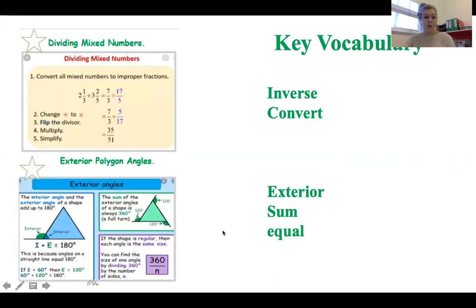The next two topics: dividing mixed numbers and exterior polygon angles. So we're going through all of the different operations here with mixed numbers. The next one is to divide, and be able to do that accurately. The key vocabulary here is looking at the inverse, because there's a way that we can do this that makes it a lot easier to divide mixed numbers.